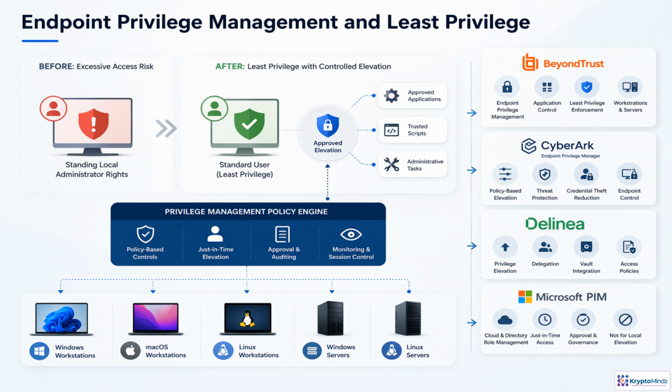Endpoint privilege management changes the default operating model. Users do not keep permanent local administrator rights. Instead, the endpoint runs with standard user permissions, and a policy engine grants elevation only when an approved application, script, or admin action requires it. Everything else can be blocked, logged, and reviewed.